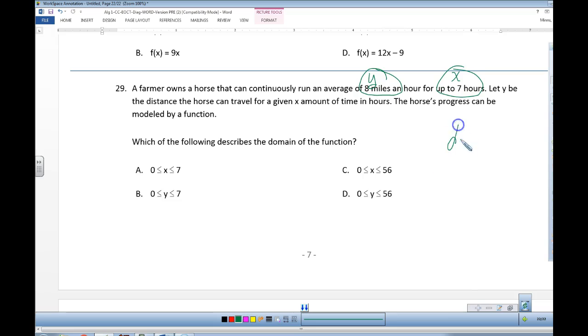Well, remember we have domain and we have range. The domain are the x values. The range are the y values. So we're only talking about the x values, so we're only talking about this time component. Up to 7, what does that mean? That means 7 or between 7 and 0 can be x. Does one of these say that? There it is. X is between 7 and 0. Done. A.